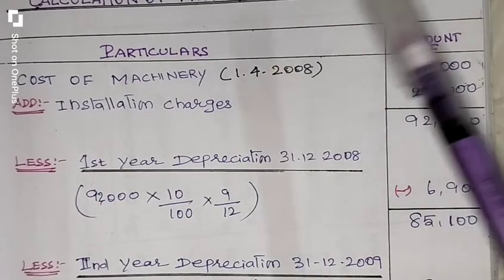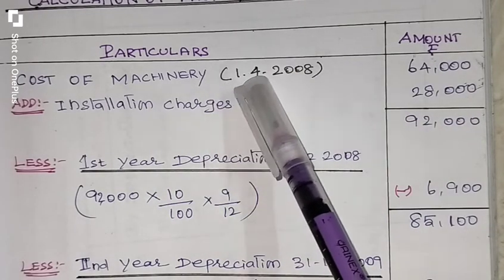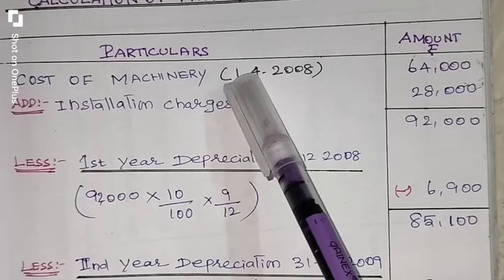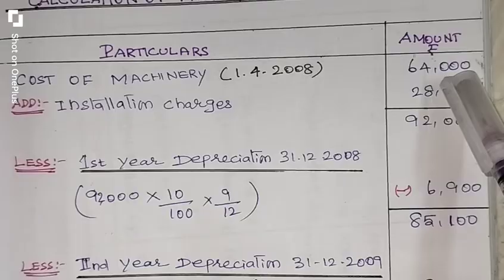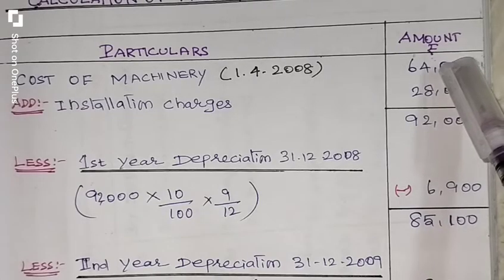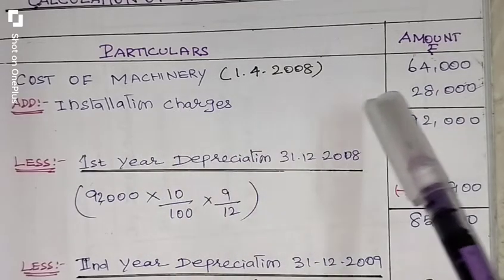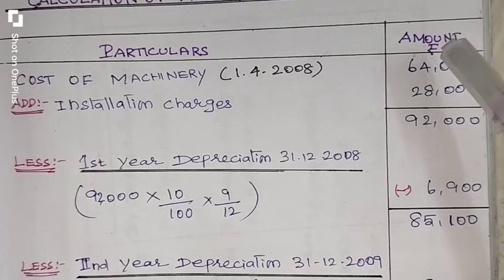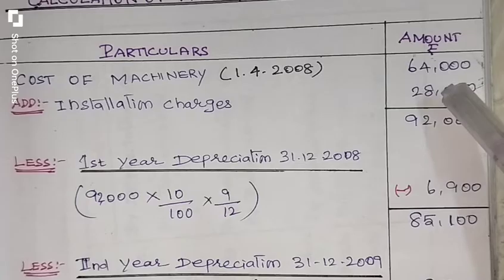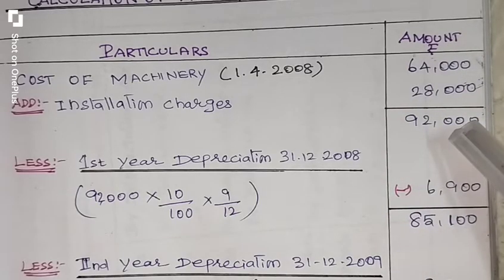Sudha and Company purchased an asset for rupees 64,000 on 1/4/2008. That means on 1st April 2008 they purchased an asset of rupees 64,000, and on the same day they installed the machinery. How much rupees? The installation charge is rupees 28,000. We have to add both amounts. So 64,000 plus 28,000 we will get 92,000. This is the original cost of the machinery.